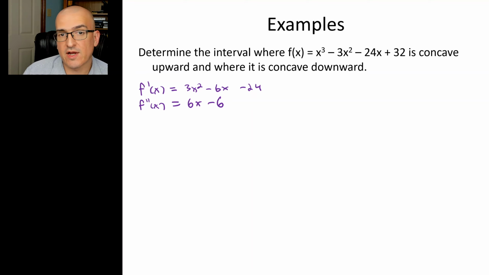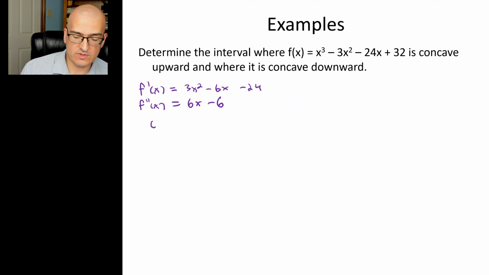Okay, now we set the second derivative equal to 0. We're looking for places where it can switch its behavior. So 0 equals 6x minus 6. Now let's common factor a 6 out. Common factoring is the best way to set something equal to 0. We get one solution.